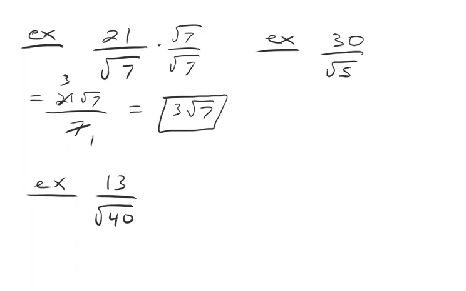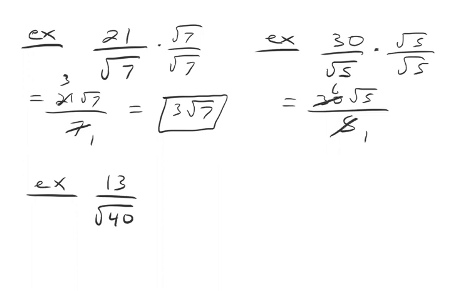So let's try this one. Square root of 5 over square root of 5. Well, this would be 30 square root of 5 on top. Square root of 5 times square root of 5 is 5. The 30 over 5 can reduce to 1 and 6. We can divide them both by 5. So I end up with 6 root 5 on that one. Those two didn't even end up with denominators.